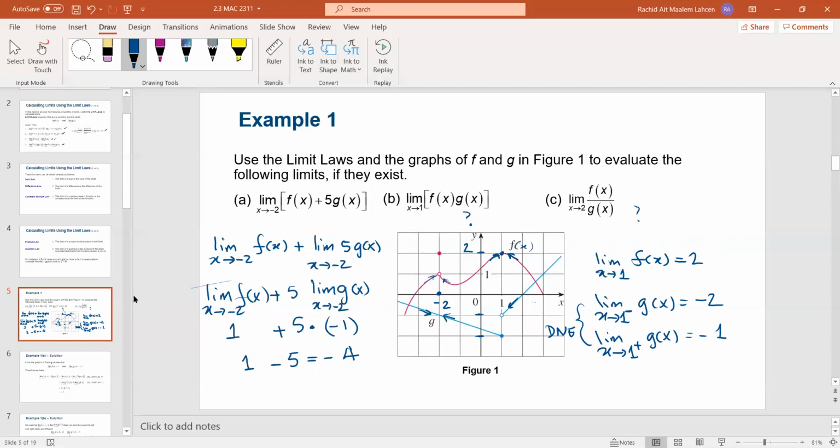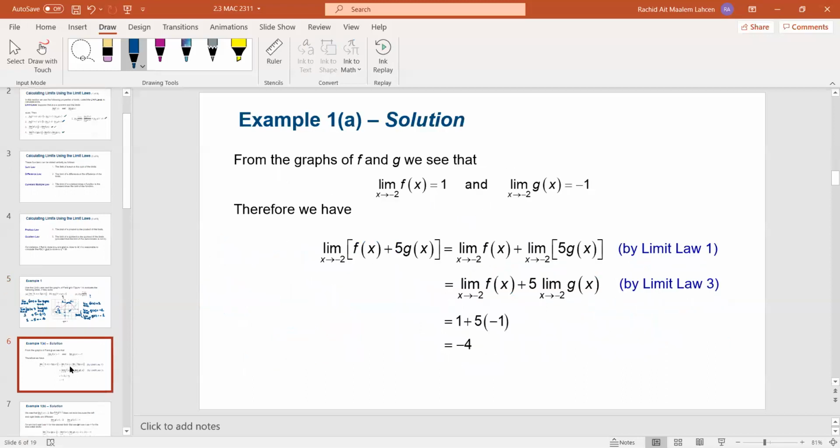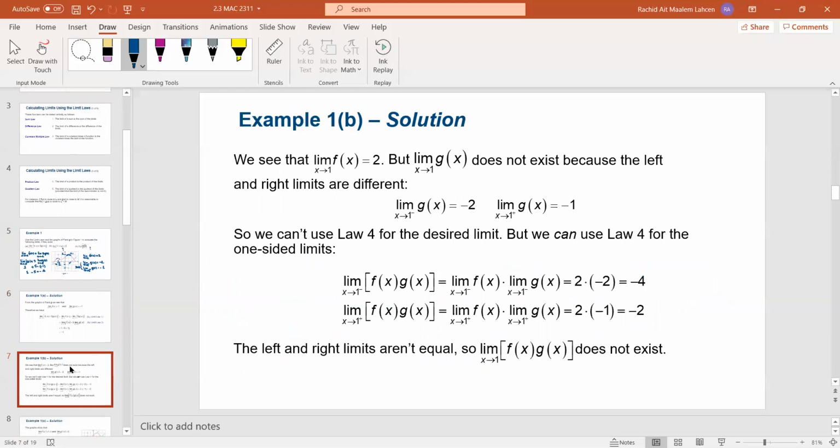So one way to do this, if you want to investigate a little further, is to investigate the two parts. You're going to investigate from the left for both of them and from the right for both of them and see if the two outcomes are equal. If they are equal, then the limit exists, right? But here, that's not going to work.